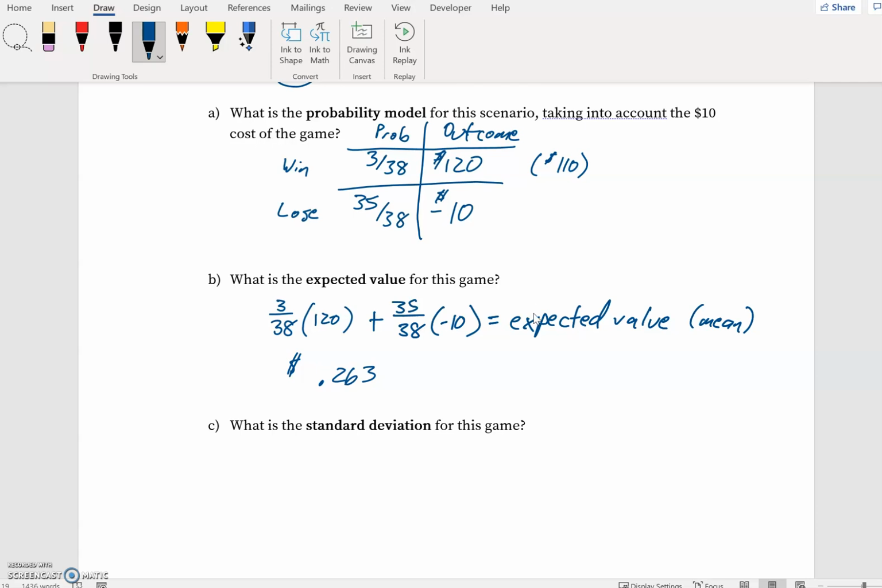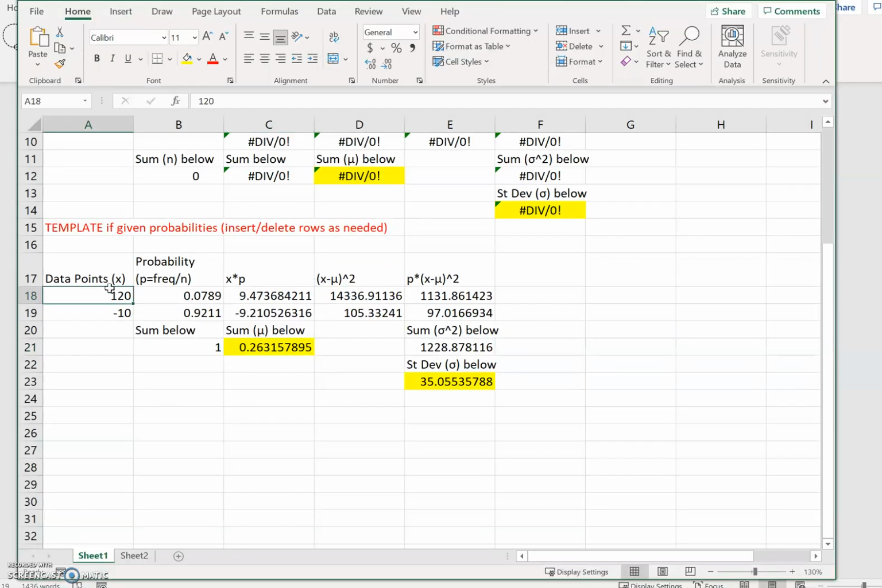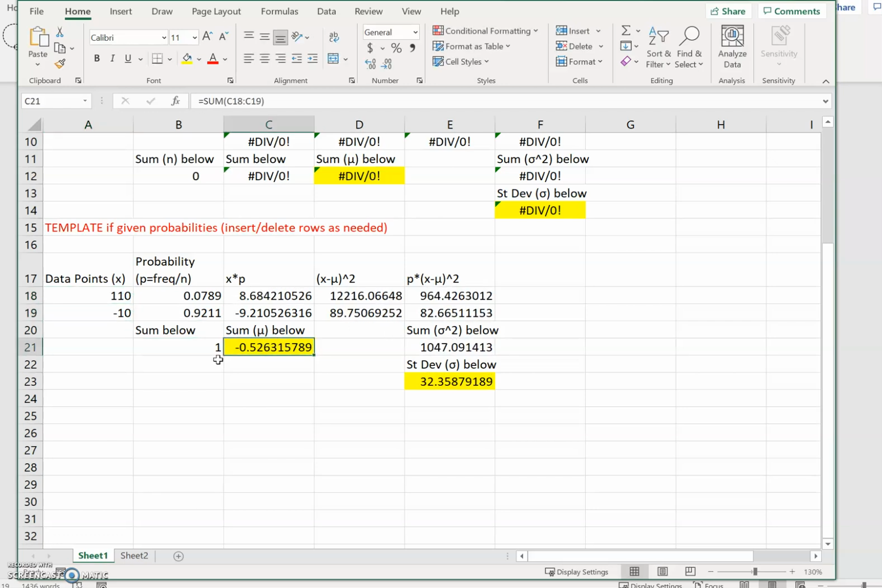In general, we expect to lose money. The casino expects to win money. We could always check that. We could say, well, what if I did change this to 110? Does my expectation become negative? And sure enough, it does. Right, so probably this is what the problem intended, but for the moment we'll just leave it as 120. We'll see what happens from here.